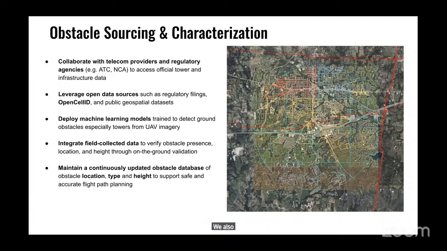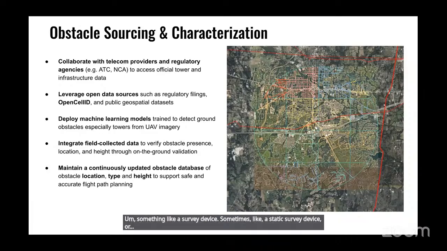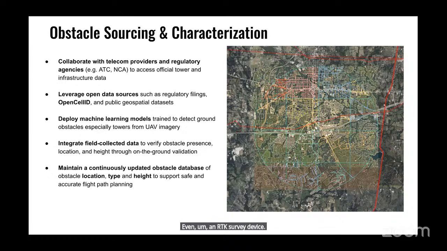We also do deploy people to sometimes go onto the field to collect data. You can imagine something like a survey device, sometimes a static survey device, or even an RTK survey device, that people are deployed with and then they go to these locations. We use that when we don't have the UAV survey available, and we have people go over to the health facility, and then we give them what we are looking for.